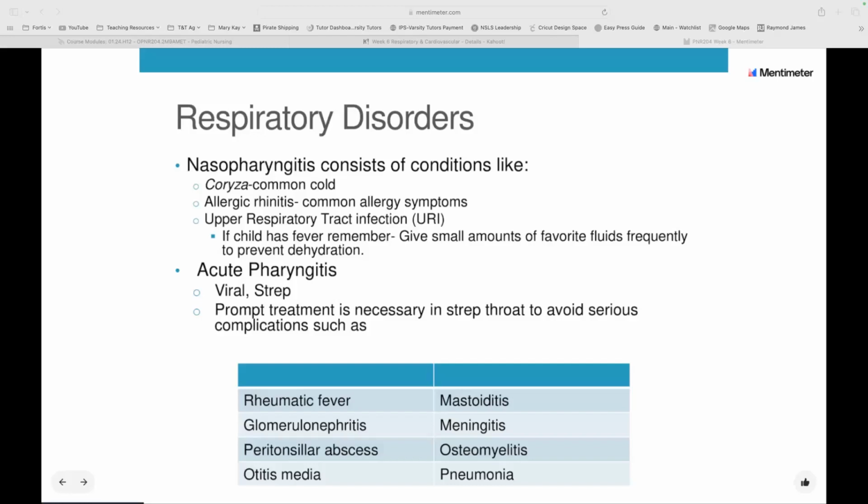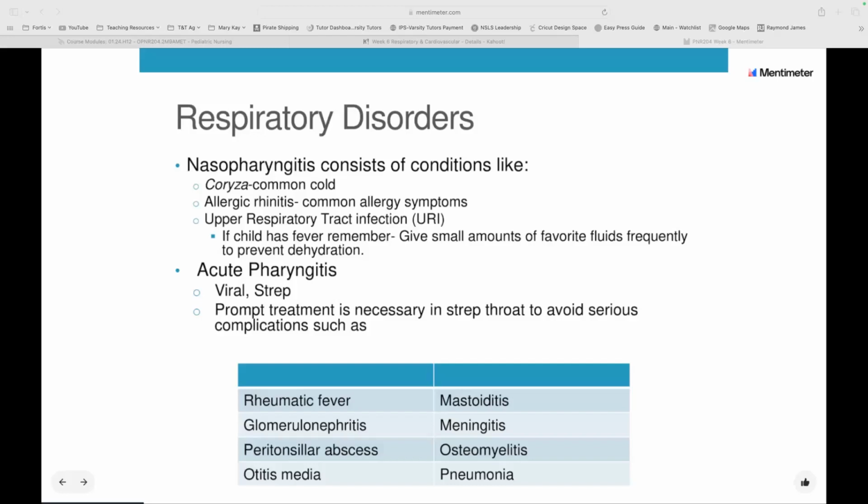And then when we have upper respiratory infections, it's really important that we are encouraging hydration. So we're going to let our kids take small amounts of whatever we can get them to drink. So whether that's their favorite juice, or if we can just get them to suck on a popsicle, if they're a water drinker, whatever they will drink, we will give it to them to keep them from getting dehydrated.